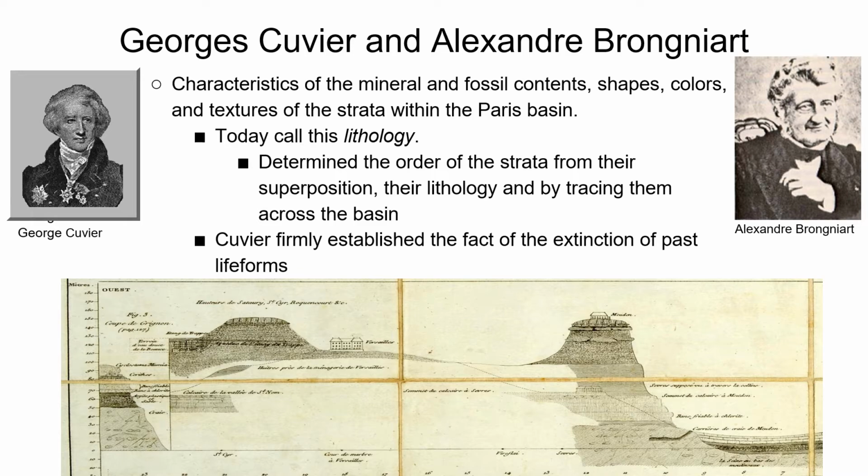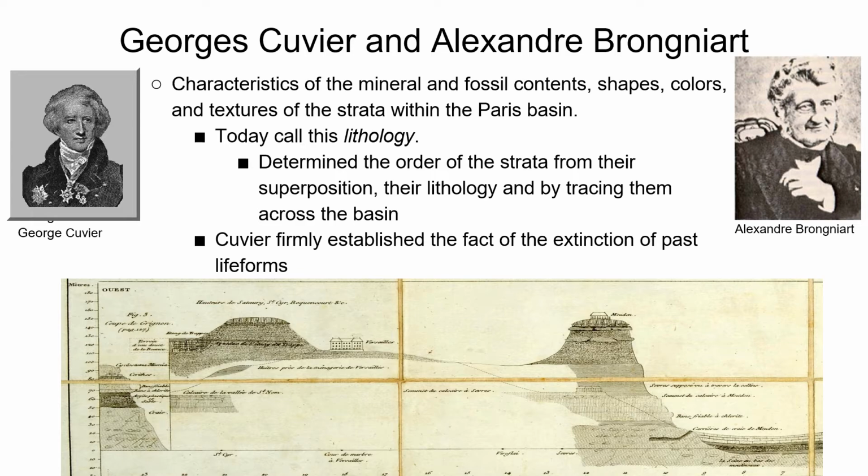The different structures and colors and textures that they were describing, this is really what we call lithology today, isn't it? Where you look at a rock and you describe its mineral content, maybe its fossil content, the shapes of the grains, the colors and compositions and textures of that strata. That's lithology. We do that in order to put strata in their order, understand their lithology, and trace them across the basin. So they were really the first ones to start doing what we would now call modern-day lithologic descriptions in a stratigraphic context.